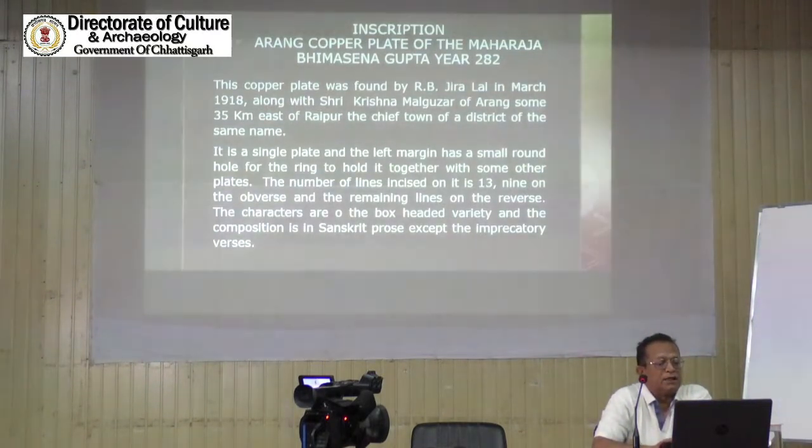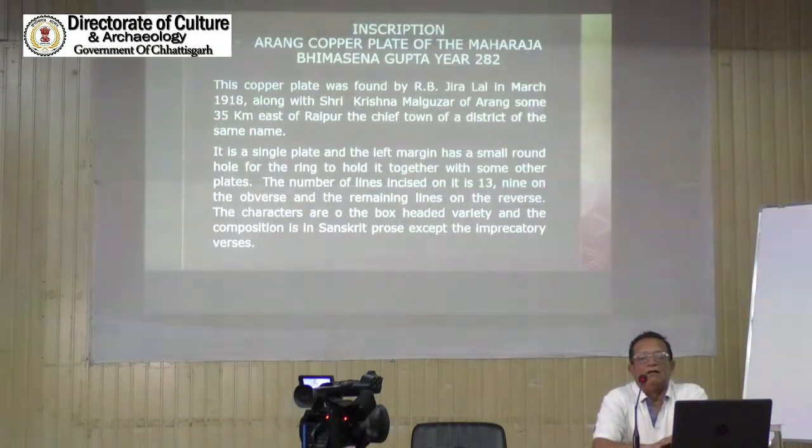So it's a single plate, margin and all. I am skipping such details in box-headed characters. It is in Sanskrit prose, except for the imprecatory verse. Verses are in verse, that is Swadattam, Paradattam, and so on. Such details you find.